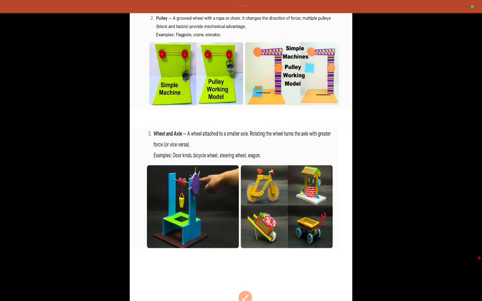Coming to the third one, wheel and axle. A wheel attached to a smaller axle: rotating the wheel turns the axle with a greater force. You can consider the cycle. There is a small wheel and a bigger wheel, or you can see your motorbike also. Simply consider a bicycle. You can also see these simple machines in the figures. So this is the wheel and axle.